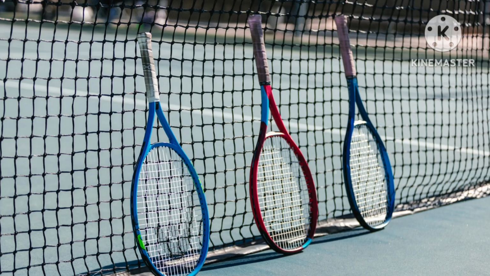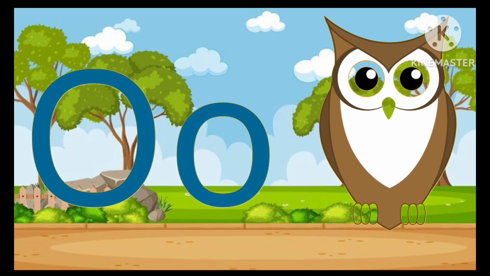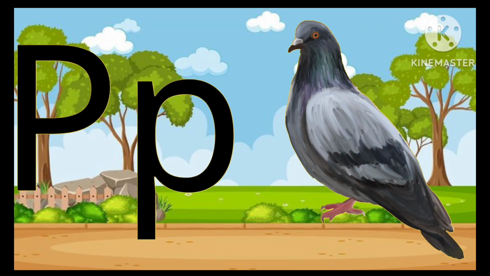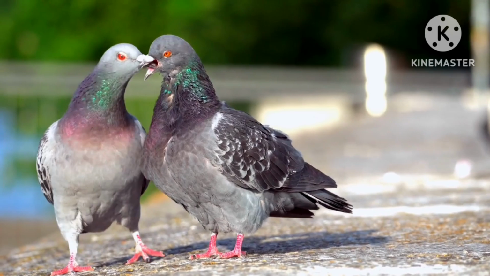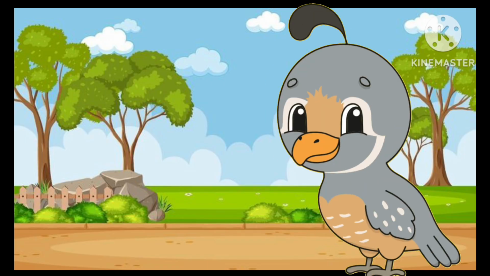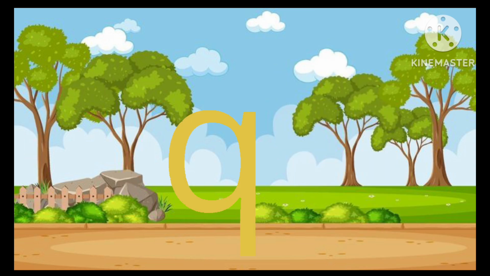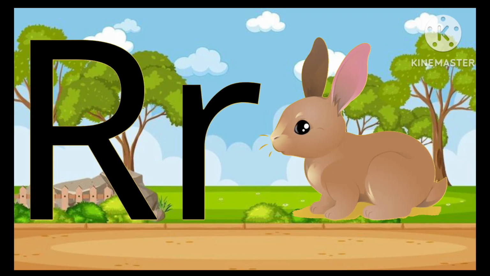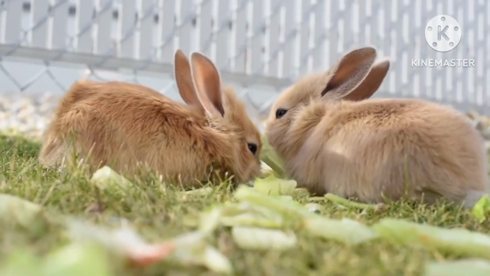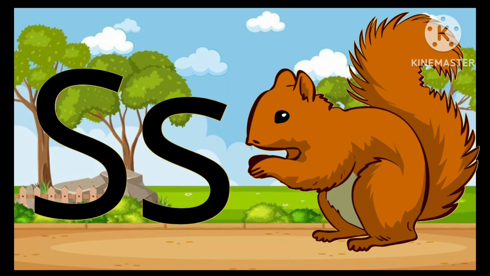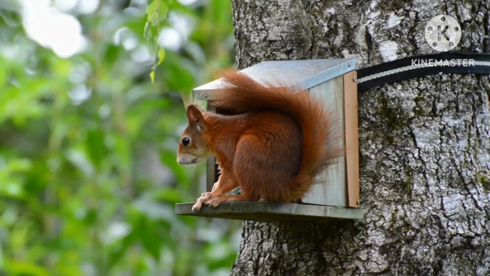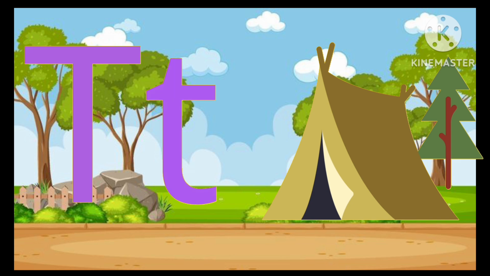N for nest. O for oval. P for pigeon. Q for quail. R for rabbit. S for squirrel. T for tent.